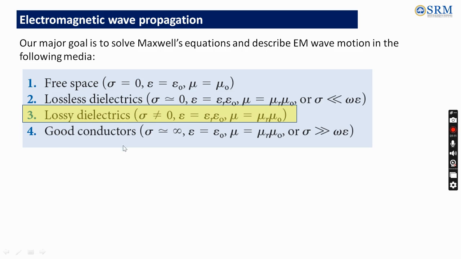When you go for good conductors, conductors provide good conductivity, so the conductivity will be approximately equal to infinity, and only the permittivity is equal to the free space permittivity, whereas permeability depends on relative permeability as well as free space. Comparing lossless dielectric and good conductors, you can see conductivity is very large compared with omega epsilon. I highlighted the lossy dielectric because we are going to see wave propagation in the lossy dielectric first. In this case the conductivity is not equal to zero, and this is the general case.